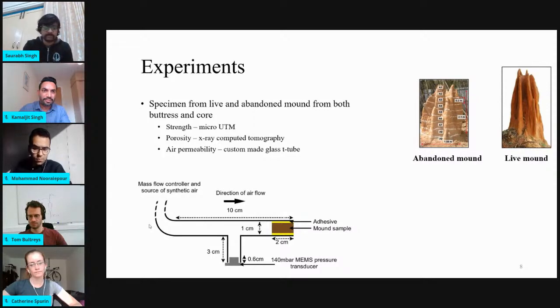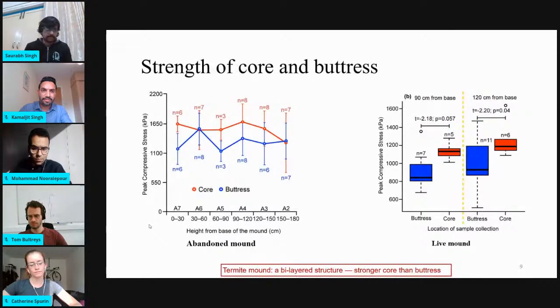Okay, now coming to the results. The test was performed at core and buttress at different heights. If you see in the abandoned mound, you can clearly see that the core has higher strength in comparison to the buttress at around all the heights. In the case of the live mound also, we see quite a bit of difference between core and the buttress. So it tells us that the mound is a bilayered structure. It has a strong core and a weaker buttress.